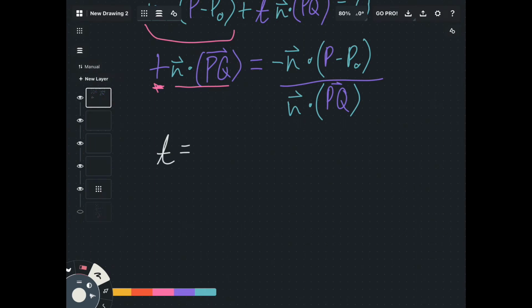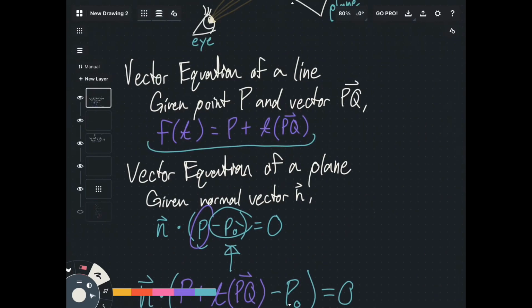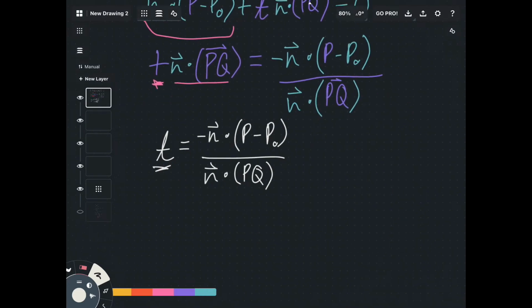T equals minus normal vector dotted with P minus P naught, over the normal plane dotted with PQ. Now, we can solve for this, and t will give us the point on the plane, the point on the line that is within the plane. And once we've solved for t, we can go right back up to our original vector equation of a line and plug in t, and that will give us our xy coordinates.